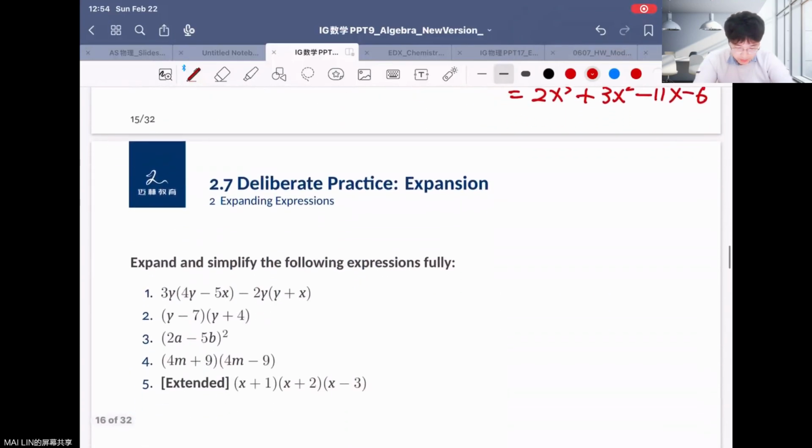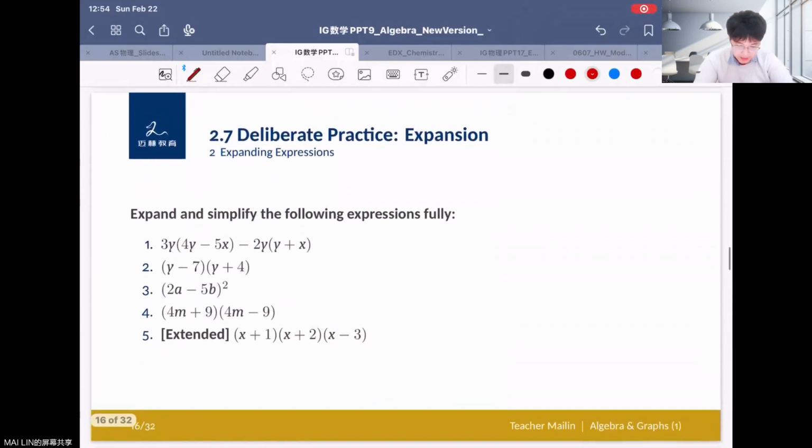That is the final simplification. Here is also some deliberate practice for you. You can pause the video and try to do it yourself, or if you want to follow with me, you can keep on going. So let's move into the first question. For 3y times 4y minus 5x, first you can just expand the brackets, so you can multiply them one by one.